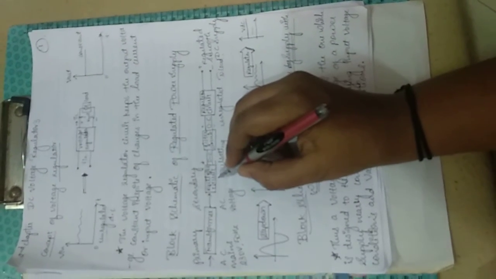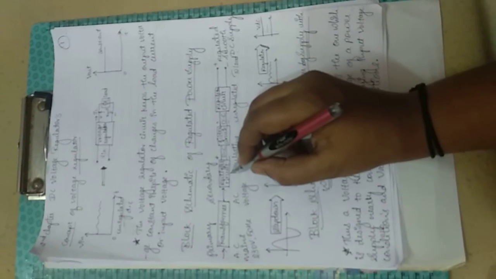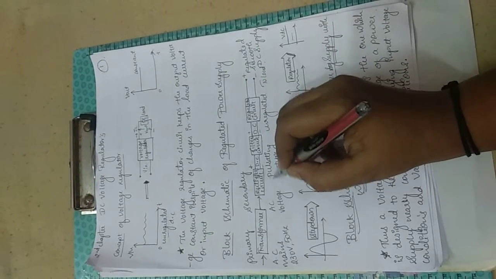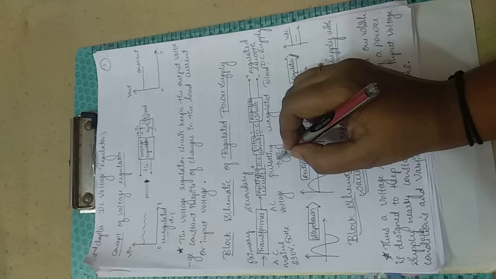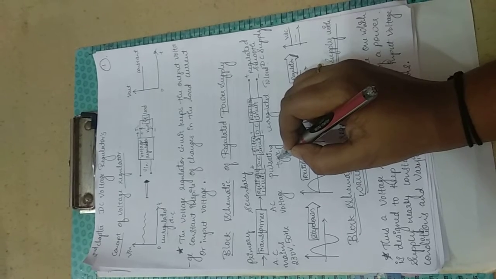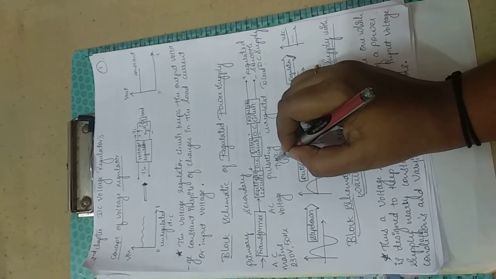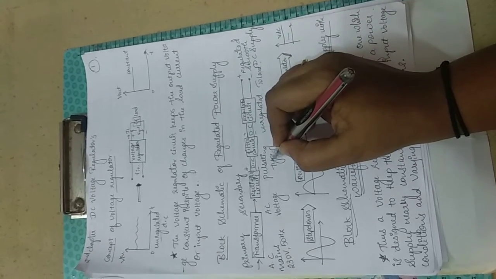Then the rectifier circuit, as we know, converts the AC into DC voltage. Here it is converting the AC into pulsating DC voltage. Pulsating DC voltage means it is a unidirectional voltage which contains large varying components and which contains ripples.